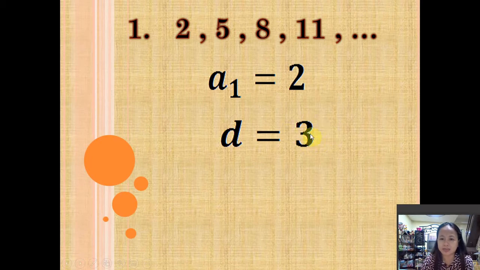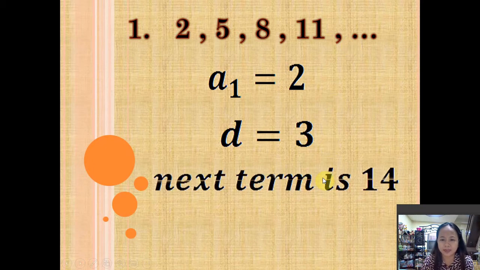Since our common difference is 3, what do you think is our next term? And that is 14. The next term is 14. How did we get 14? That is simply add 11 by 3, and it's 14. Now, to get the next term, we will only add the common difference to that term. So, try to look at here. 2 plus the common difference, 3, that's 5. Plus 3, that's 8. Plus 3, that's 11. And plus 3, that is 14. So therefore, to get the next term of an arithmetic sequence, we will simply add the common difference to that term. Got it? Hope you so.